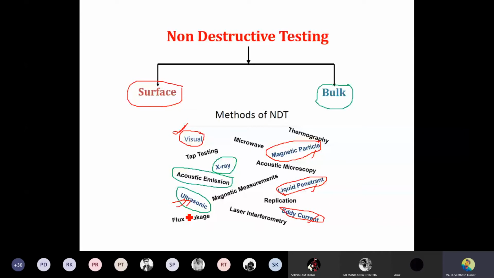But today in our major lecture, we are going to pick the first surface NDT method after the visual inspection, that is the liquid penetrant test. Today our major focus is the liquid penetrant test. This is our unit 2, and this will be our first lecture after the visual inspection methods.